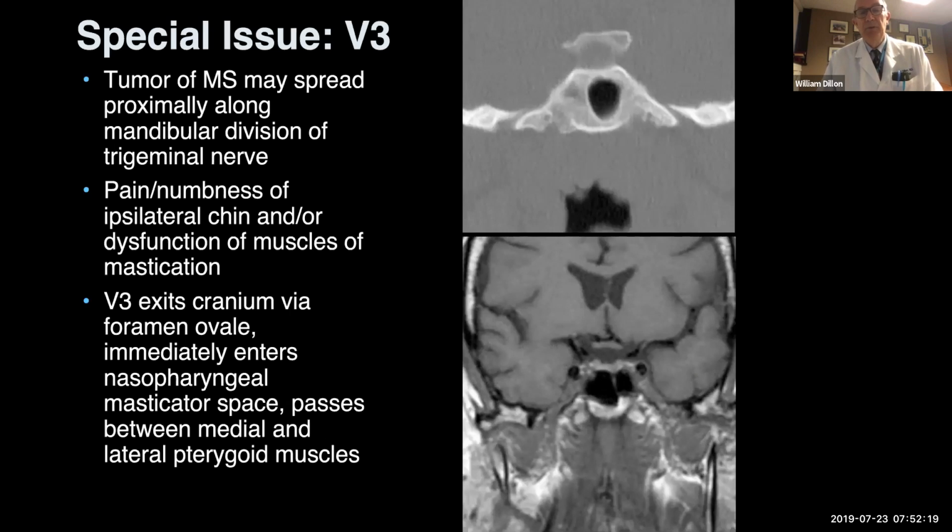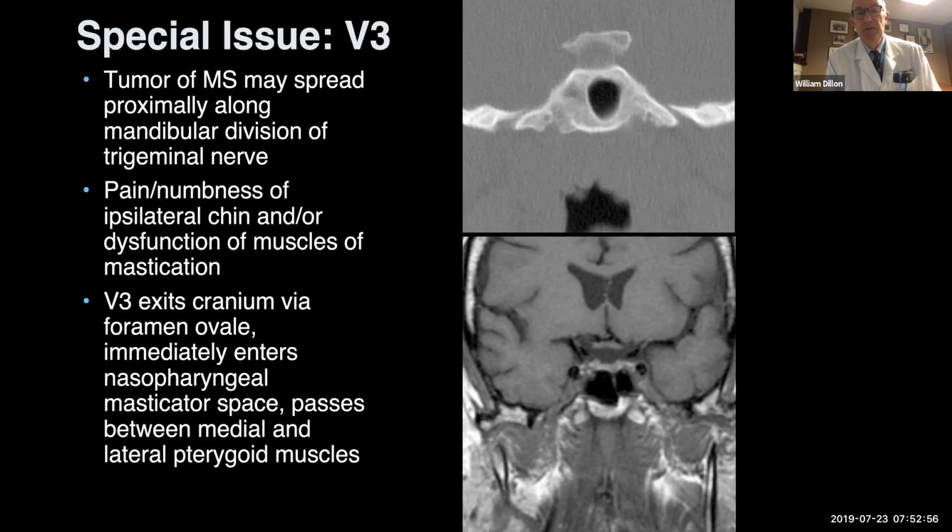Now let me just briefly talk about the third division of the trigeminal nerve, which you can always find if you find the sella turcica, where the pituitary is. Just on either side, you'll see a little hole on the skull base right here, and this is the opening for the third division of the trigeminal nerve. And the importance here is that tumors of the head and neck, particularly of the masticator space, can spread proximally along the mandibular division of the trigeminal nerve and course into the cavernous sinus.